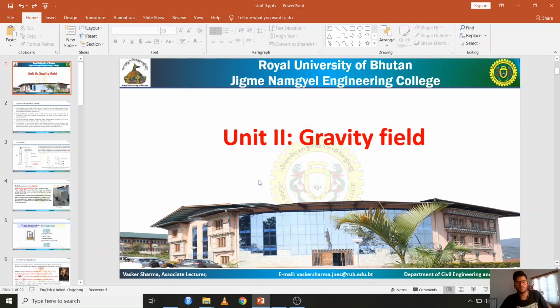Okay, welcome students. Today we will be starting with Unit 2, where we will be discussing the gravity field. In Unit 1 we discussed the introduction to geodesy and its development, where we saw how the ellipsoid, geoid and different shapes of the earth were considered, starting from the spheroid and then coming to the ellipsoids. We also saw how measurements from the ellipsoids are taken, and how measurements from geoids are taken.